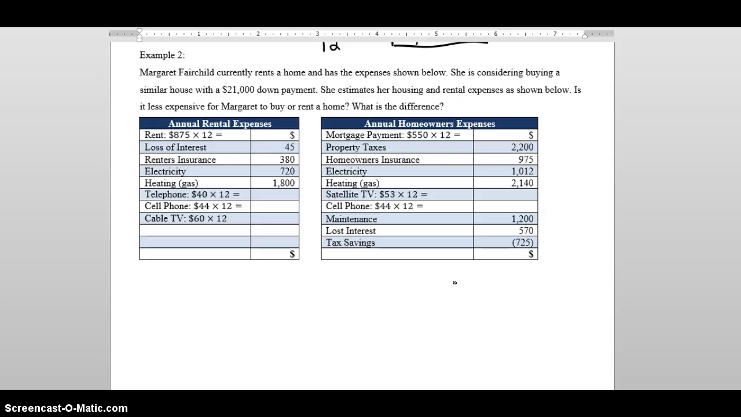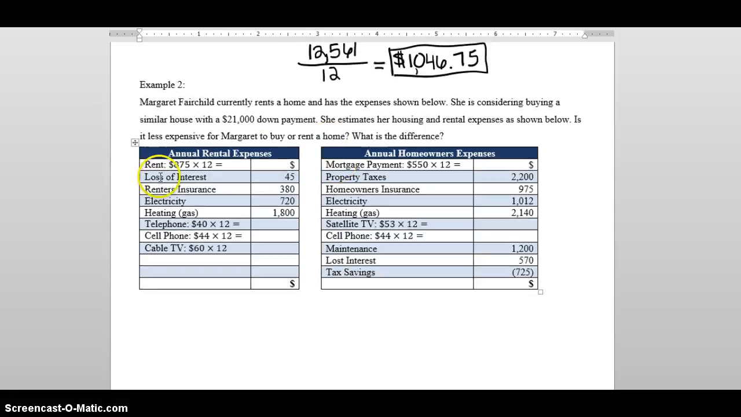In example 2, Margaret Fairchild currently rents a home and has the expenses shown below. She is considering buying a similar house with a $21,000 down payment. She estimates her housing and rental expenses as shown below. Is it less expensive for Margaret to buy or rent a home, and what is the difference? On the left, we have our annual rental expenses. So our rent is $875 a month times 12 months, which gives us a rental cost of $10,500.